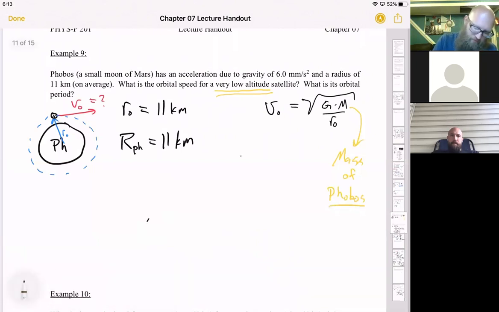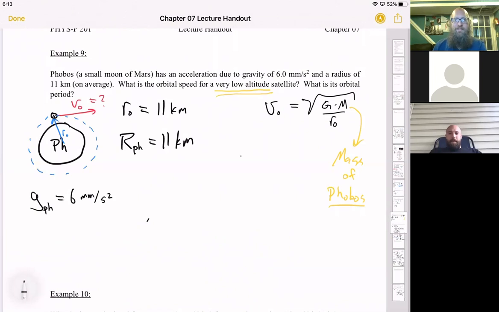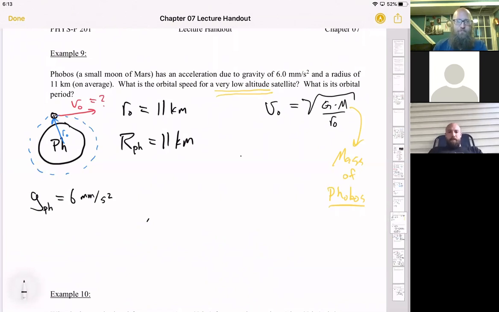I know little g for Phobos is 6 millimeters per second squared. Little g on Earth is 10 meters per second squared, right? 9.8 meters per second squared. So how high could you jump on this moon of Mars? That's a question for another time. We can answer it. We have all the tools we need to answer that question. But so that's a really, really small g.